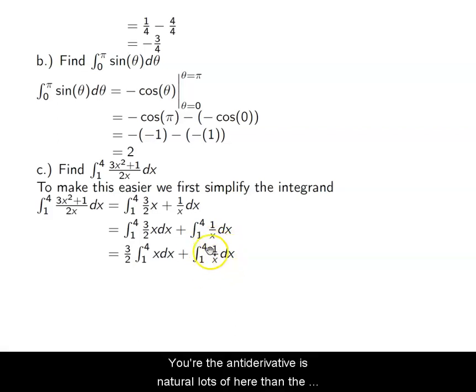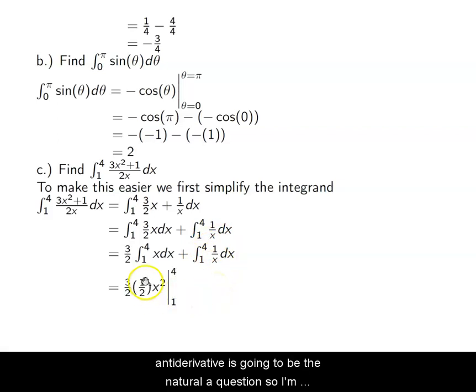So here the antiderivative is going to be the natural log function. So I'm going to take this 3/2 times 1/2 x squared, which is the antiderivative here. This 3/2 just came along for the ride. And I'm going to evaluate this from 1 to 4.